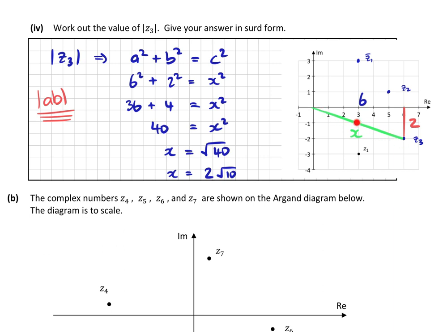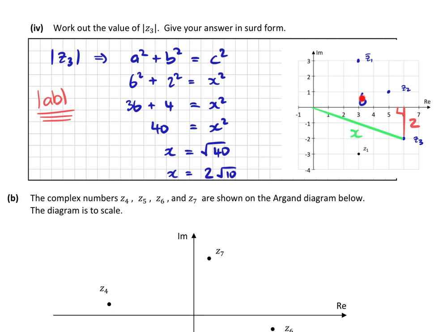When we're looking for the length of a line, we know we've got a right angle triangle. So if we've got a right angle triangle, we can use Pythagoras' theorem. Pythagoras' theorem says that a squared plus b squared is equal to c squared. C squared is always the hypotenuse, so c squared has to be opposite 90 degrees. It has to be x squared in this case.